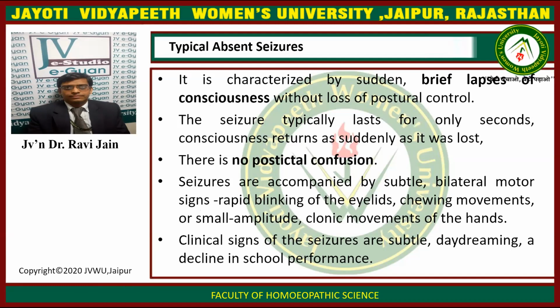Absent seizures are of two types, typical and atypical. So first of all, let's discuss the typical absent seizures. Absent seizures means the seizure activity is absent, but the other features are present. It is characterized by brief lapses of consciousness. There is no involuntary twitching or anything like that. There is loss of consciousness without loss of postural control. So there is no loss of postural control, but there is a brief lapse of consciousness for some time.